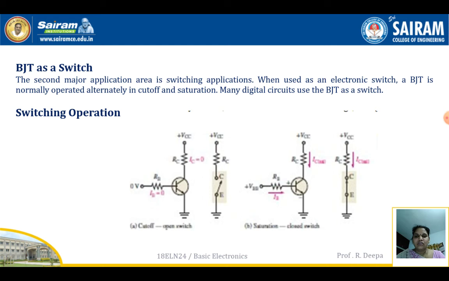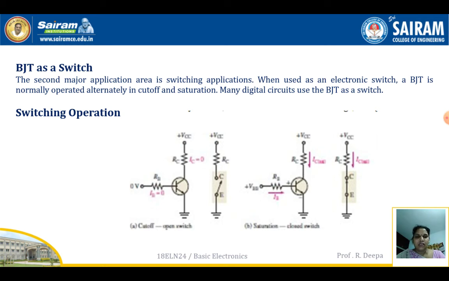So, when there is no input base current, output current is also 0. Hence, the collector current IC is also 0. So, the voltage drop across the collector emitter terminal will be equal to VCC. That is, it acts as an open circuit. Hence, the equivalent circuit diagram is drawn next to the circuit diagram, where it is shown that there is an open switch between the collector and the emitter terminal.